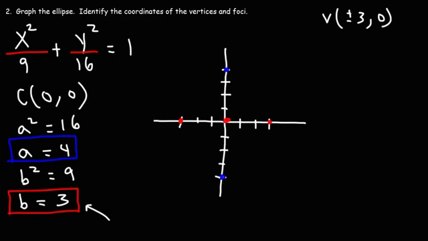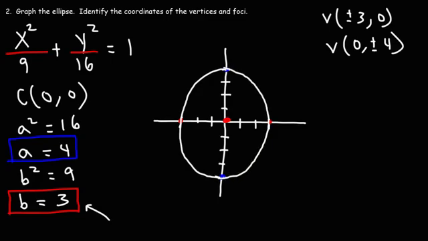And here's the center. So it's 0 plus or minus a, or 0, plus or minus 4. So now let's go ahead and graph the ellipse. So that's how we can plot it.